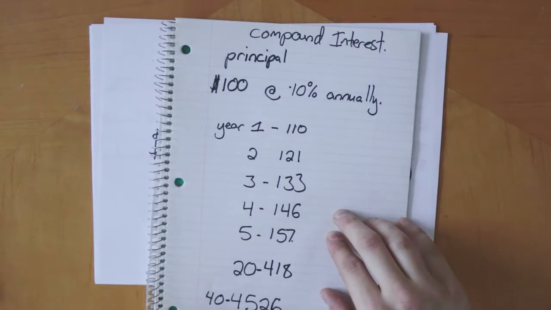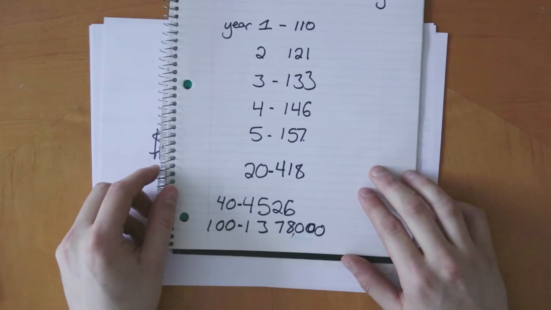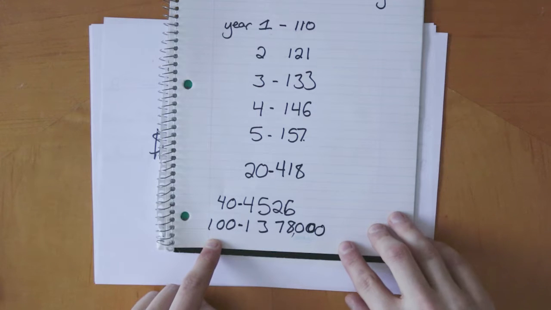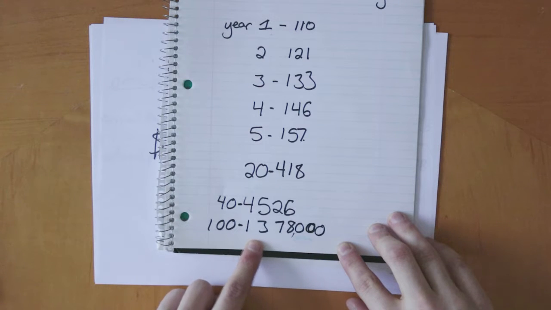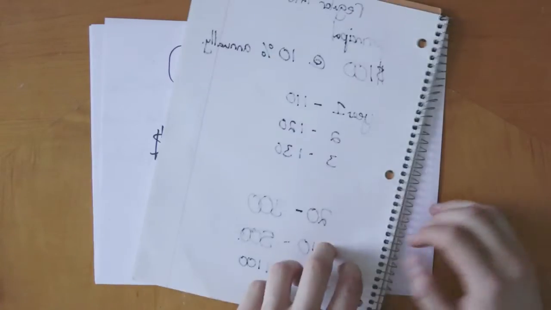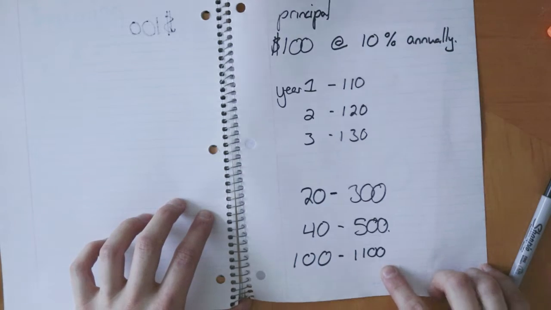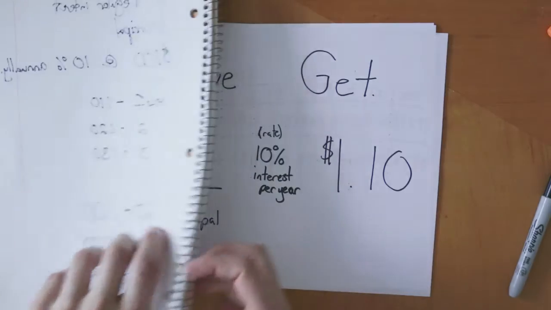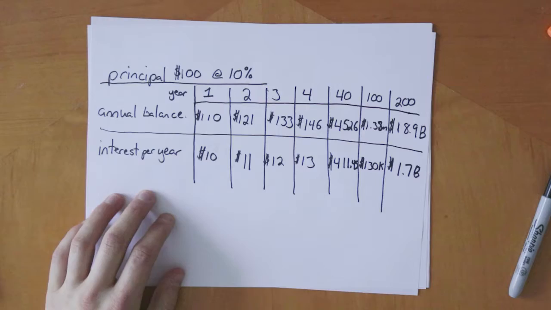So you're gradually increasing. Now if you look here, after 100 years, you would have $1,378,000, which is crazy, as opposed to $1,100 here. Wow. Now, how does this look?